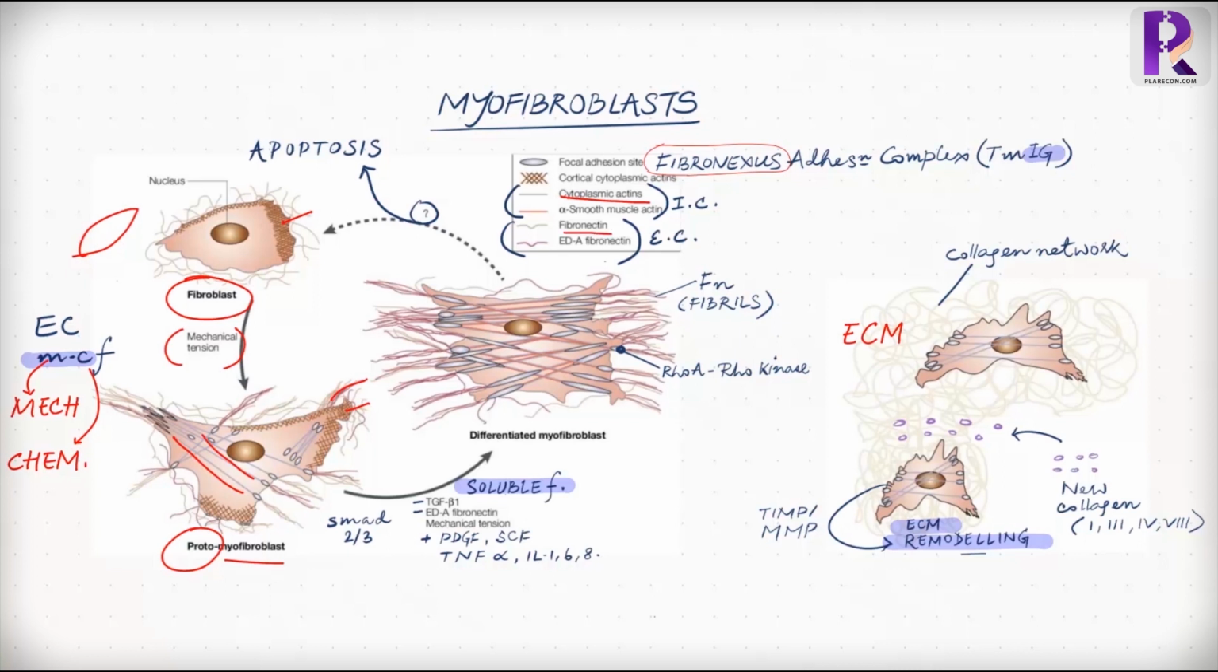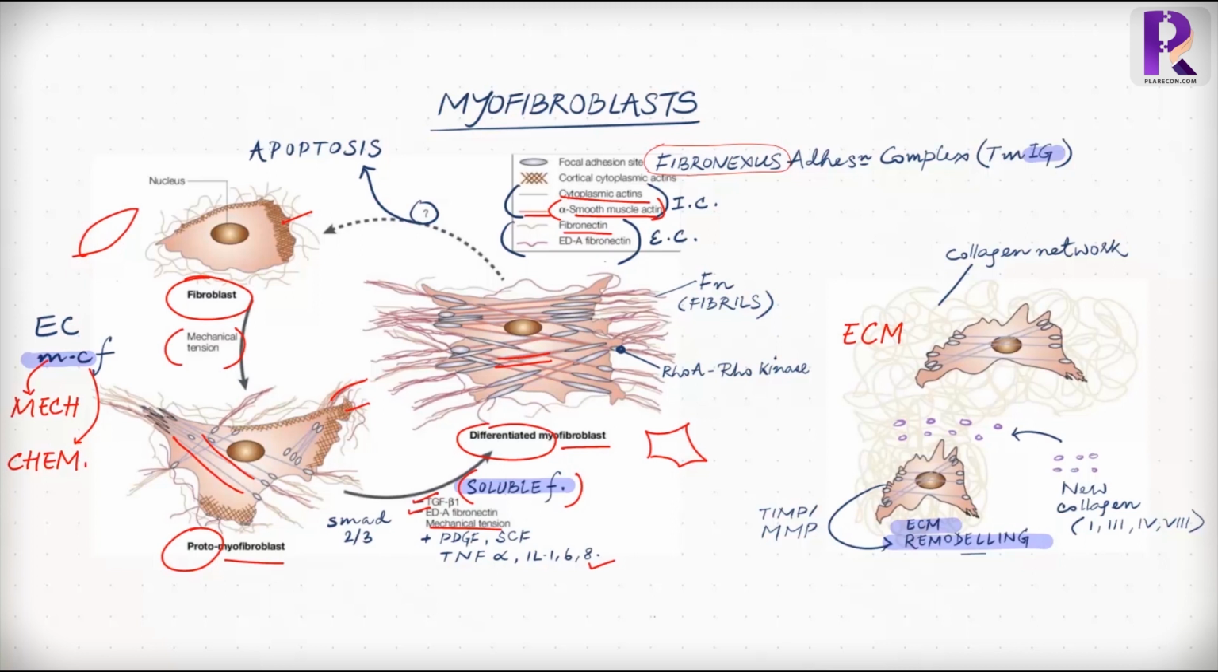So in presence of soluble factors like transforming growth factor beta-1, extra-domain A fibronectin, and other inflammatory cytokines, in addition to the mechanical tension, they transform further into differentiated myofibroblasts, which usually are stellate shaped and have additional alpha smooth muscle actin, which is depicted in pink here. So it amplifies the contractile force of the myofibroblast.